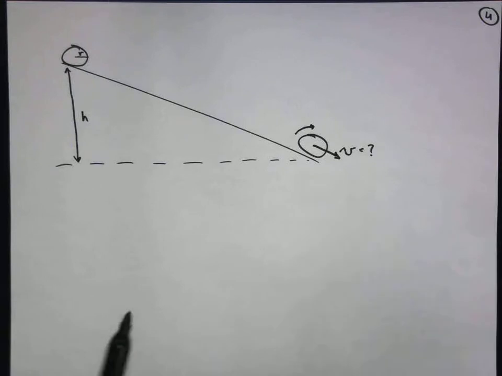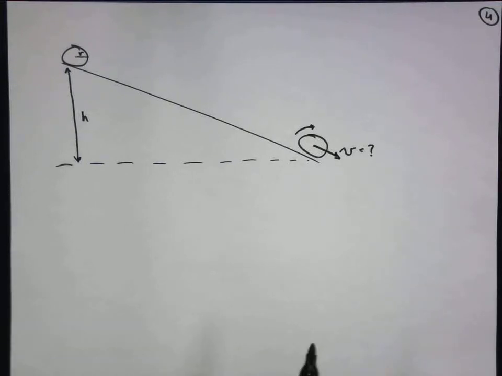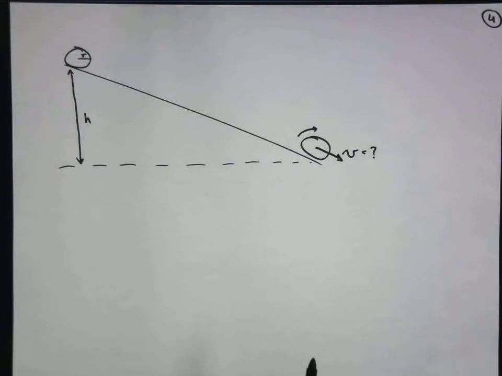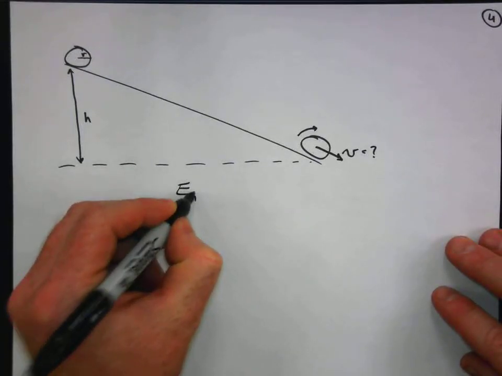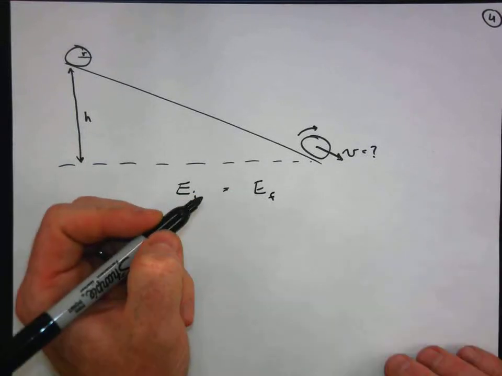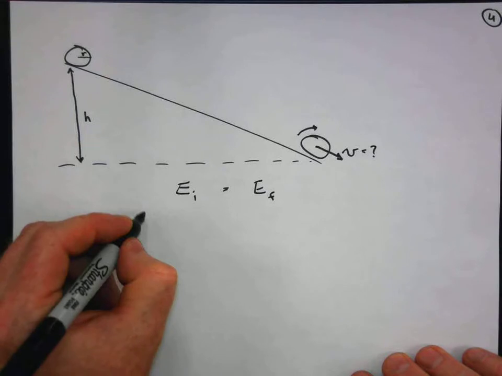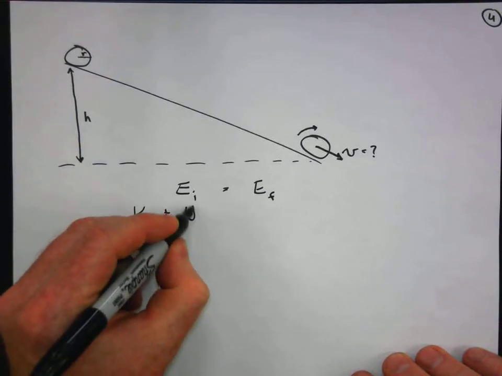So energy will be conserved. We have the object allowed to roll down without slipping. It starts at height h, finishes at height 0 at our reference line, and we want to find that final speed at the bottom of the ramp. Since energy is conserved, mechanical energy initial is equal to mechanical energy final, and so mechanical energy breaks down into kinetic and potential.